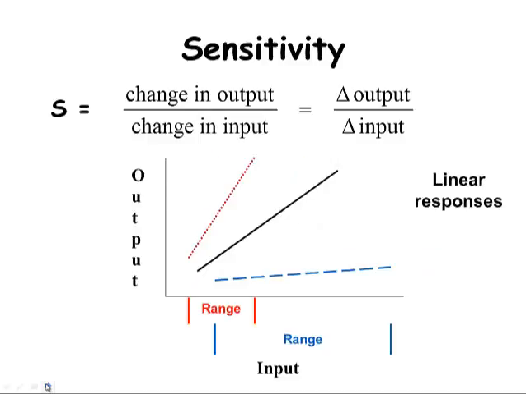This graph can also tell us the input range that each transducer can be used over. Note that the transducer corresponding to the red dotted line has a small input range and a large output scale. The transducer corresponding to the blue dashed line has a much larger input range but a small output scale.